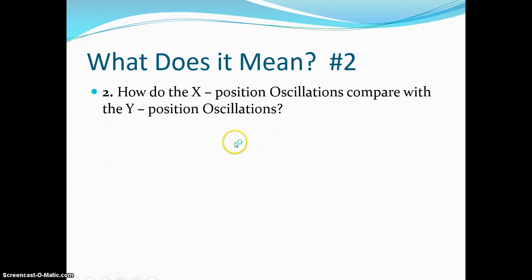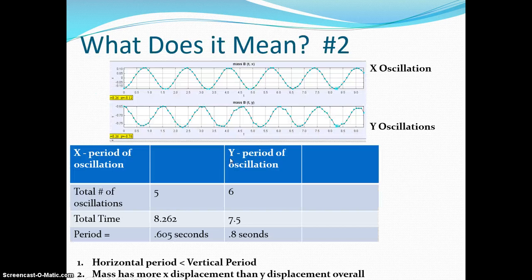Another question. How do the x position oscillations compare with the y position oscillations? So when you go to Tracker, our video tracking software, and get the data for the X oscillations pictured here and the Y oscillations pictured here, you notice that the period between the oscillations is about 0.605 seconds for the X oscillations and about 0.8 seconds for the Y oscillations. So what this means is that the horizontal period is less than the vertical period, and that our mass has more X displacement than Y displacement overall. And that's our video.